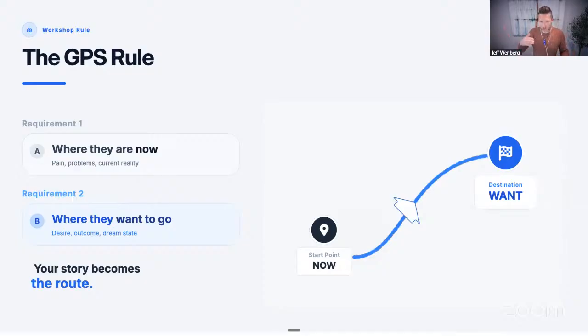So if you're trying to get to New York from LA, you can't just go, oh, I don't know, I'll figure it out, I'm going to go east. If you go east, you're probably going to end up somewhere east, on the East Coast of course, but it's probably not going to be New York, because that's more like northeast. You've got to go northeast from LA.